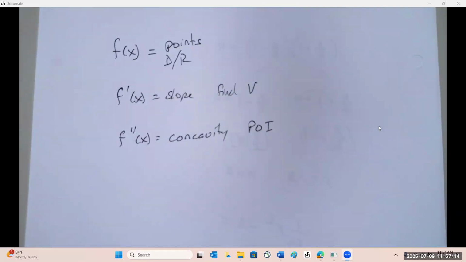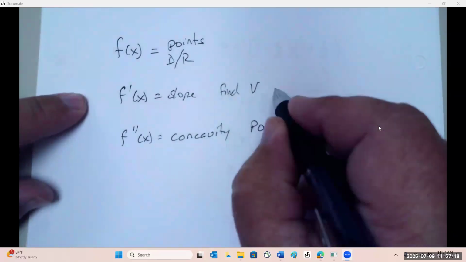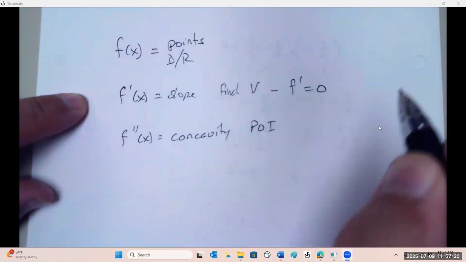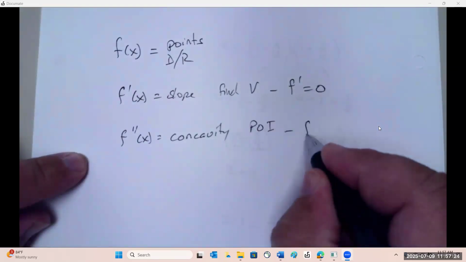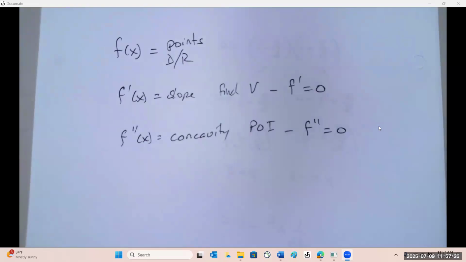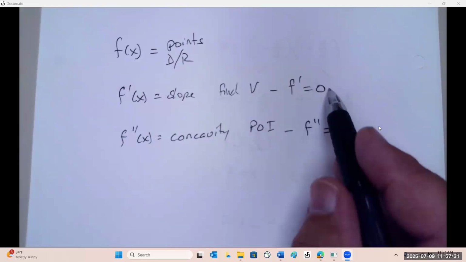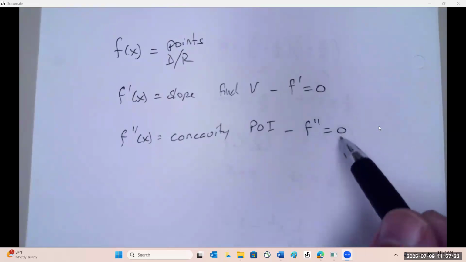If you think about it, they're pretty much the same thing. How do you find the vertex? First derivative set equals 0. How do you find the point of inflection? Second derivative set equals 0. So it's the rate of change set equals 0. It's the change of the rate of change set equals 0.